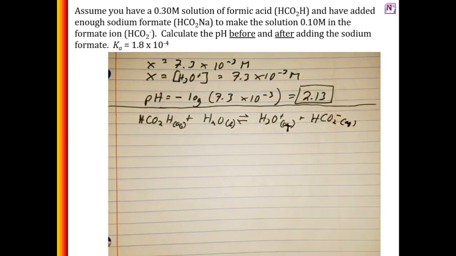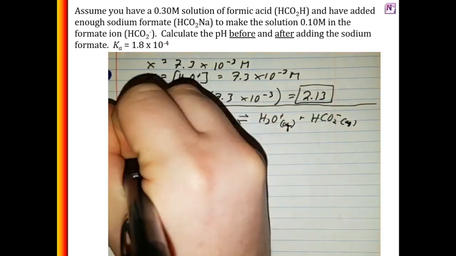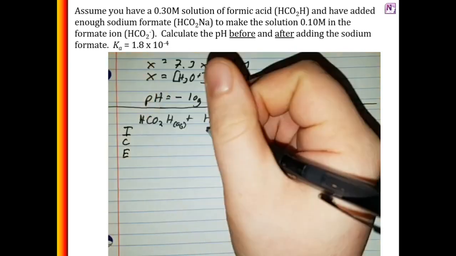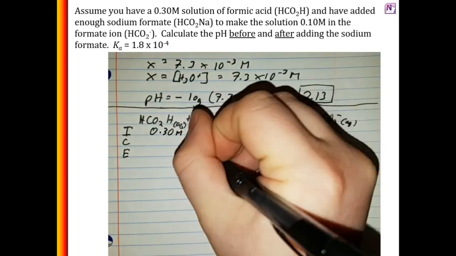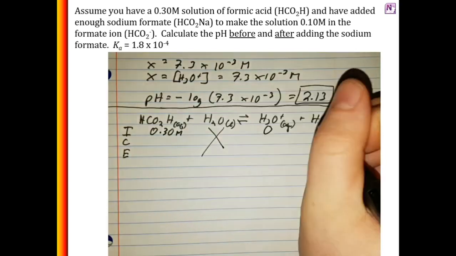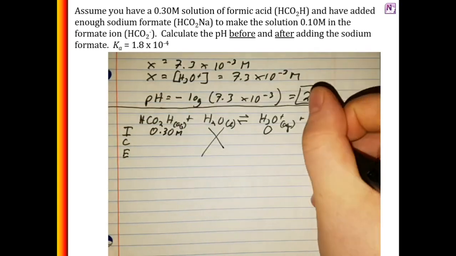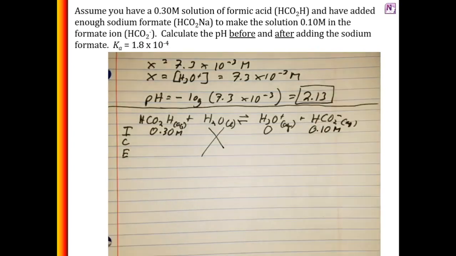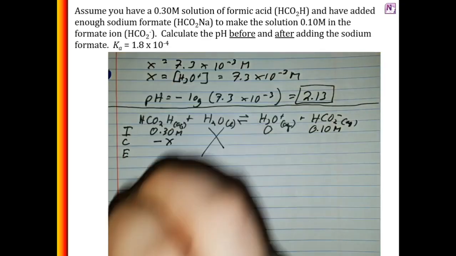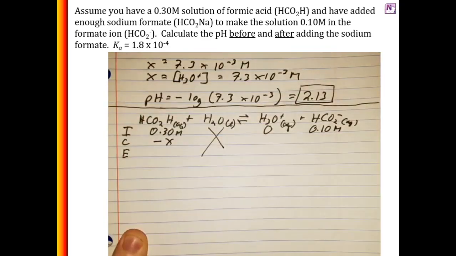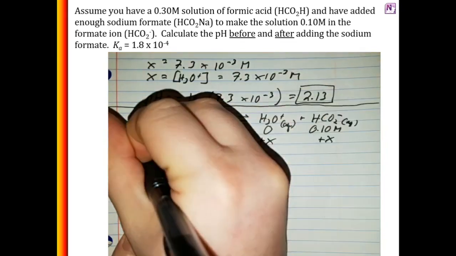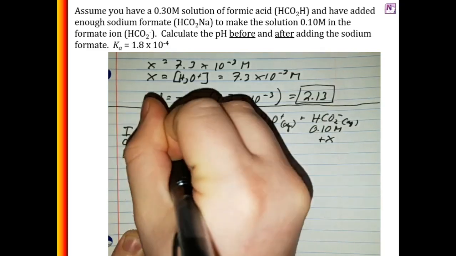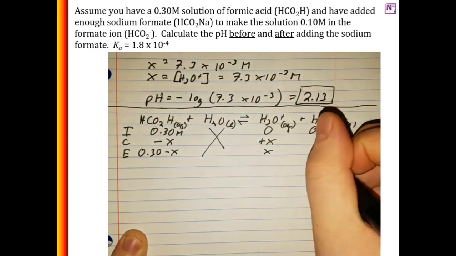Okay, so now we need to set up an ice table. So we'll say ICE. Okay, so we're starting from the same amount of formic acid, 0.30. That's in terms of molarity. Still don't care about water in this case. Still starting with 0 H3O plus, but now we're starting with 0.10 molar of our formate ion. Okay, so here we're still reducing. So we're still taking formic acid, making H3O plus and formate ion. So we're going to say minus x. Here we'll say plus x, and here again we'll say plus x. So totaling up our columns, we have 0.30 minus x, just x, and then now we have 0.10 plus x.